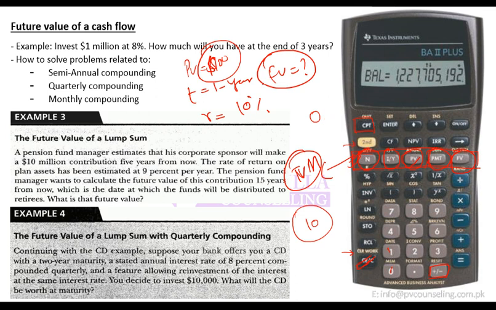N is 1 year, PV is minus 100, IY is 10, payment is 0. And when you compute your future value, it should come out as 110. So compute future value, it will come out as 110. Any problem so far? Okay.